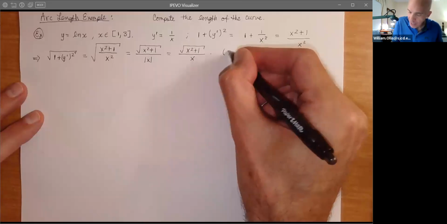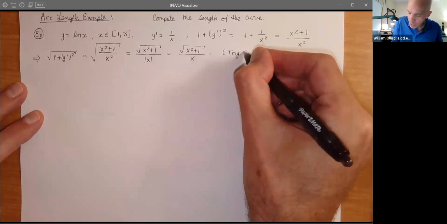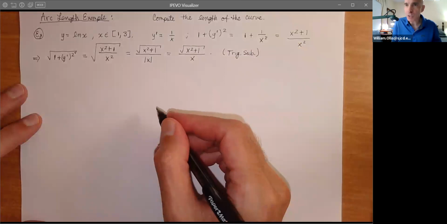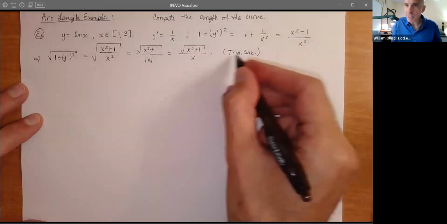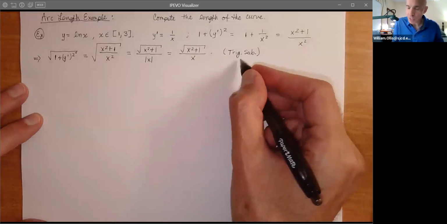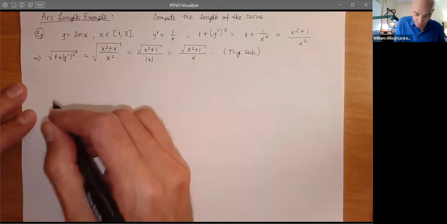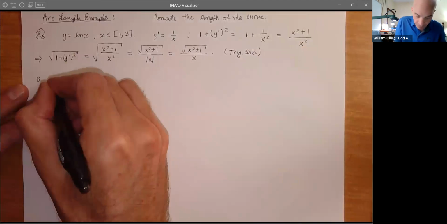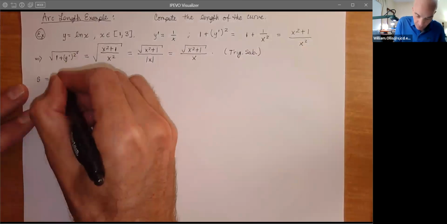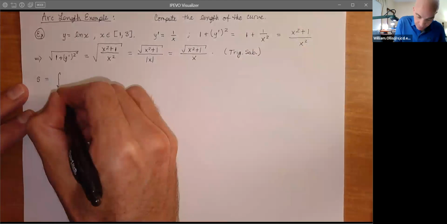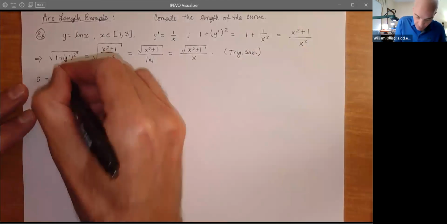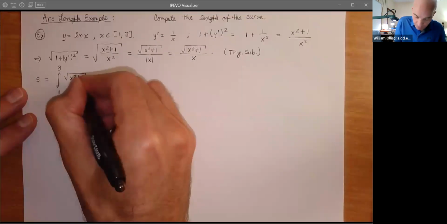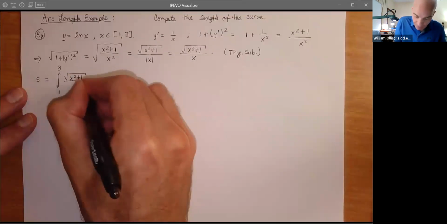So now we'll do trig sub. Well, I'll write the integral, but obviously we're going to have to do trig sub. And forgive me for not saying trigonometric substitution. I know this is a little bit pedestrian, but we'll get over it, just maybe to make life a little easier. So now the arc length, little s, will be the integral from 1 to 3 of the square root of x squared plus 1 divided by x dx.